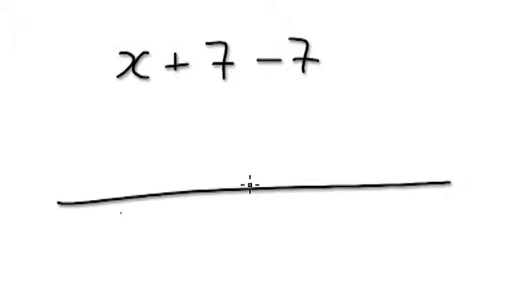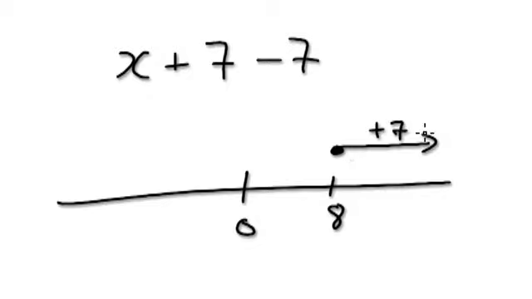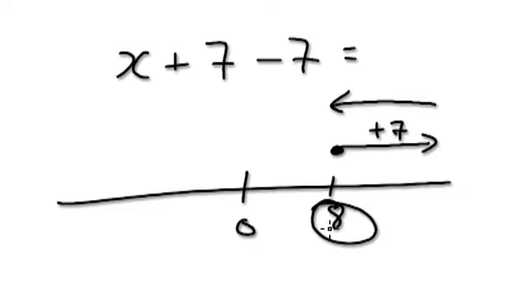Again, let's say x plus 7 minus 7. Well, draw the number line. It could be anywhere. Let's start at 8. You start at 8, you add 7, so you go up 7, and then you go back 7. So back to where you started, which is quite obvious, really.